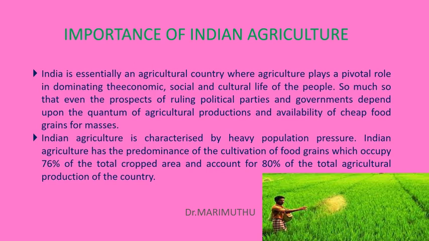Generally, Indian agriculture is characterized by heavy population pressure. Indian agriculture has the predominance of the cultivation of food grains, which occupy 76% of the total crop area and account for 80% of the total agricultural production of the country.